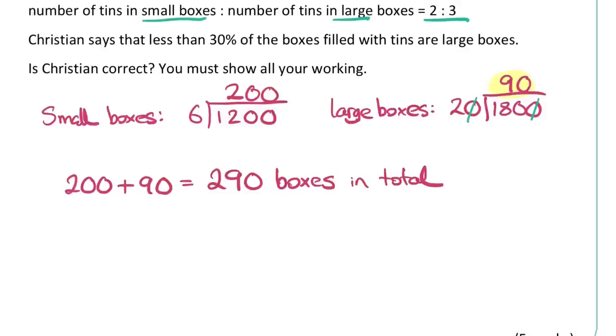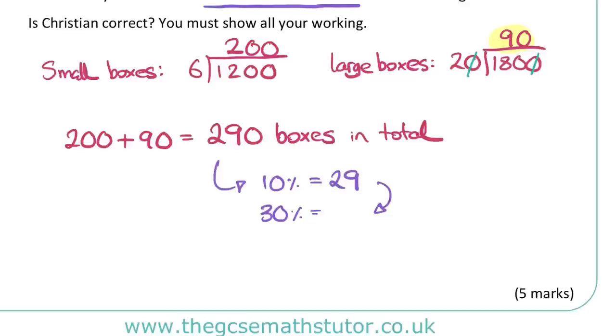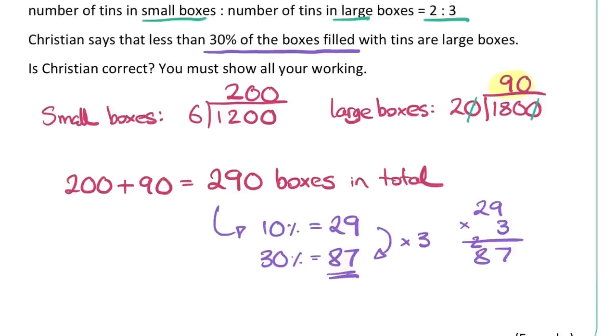Is he correct? Well, if we work out 30% of this number, so 30% of the boxes filled, let's work that out. Without a calculator, we do 10%. So 10% is 29 boxes. 30%, we would just need to multiply that by 3. We'll take our time, we'll do it to the side. So 29 times 3. 3 times 9 is 27. 3 times 2 is 6, plus the 2 is 8, so 87. So 30% of the boxes would be 87.